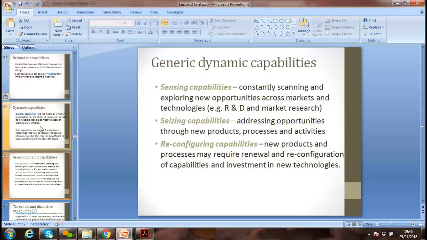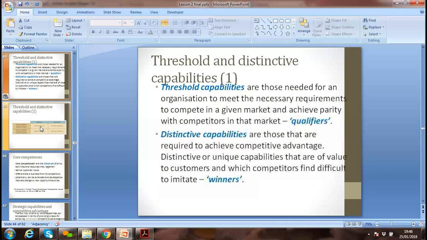Seizing capability addresses the opportunity with new products, processes, and activities. Reconfigure new products and processes as required. Renew and reconfigure the capability and invest in new technology. So these are quite good to be threshold.